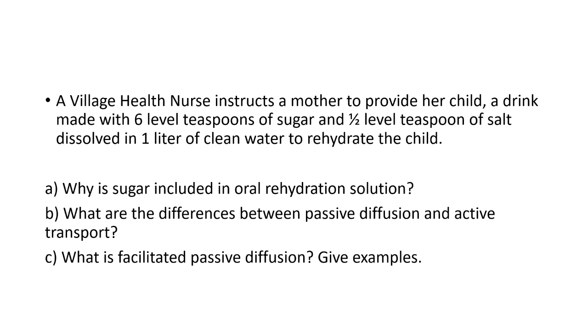And the last question was, what is facilitated passive diffusion? And give examples. Facilitated passive diffusion is a passive transport in which you need a carrier protein to transport the substance. The best example is our GLUT or the glucose transporters.